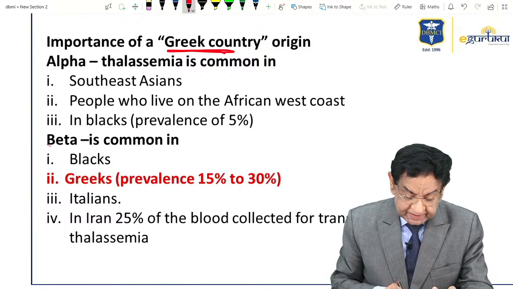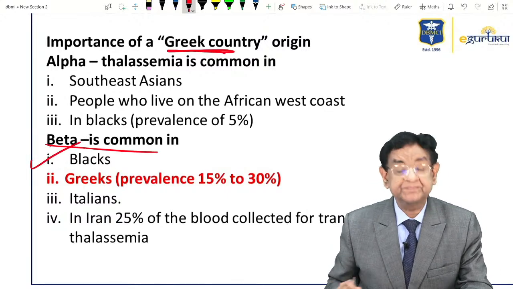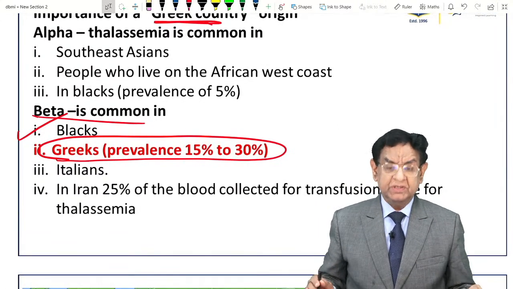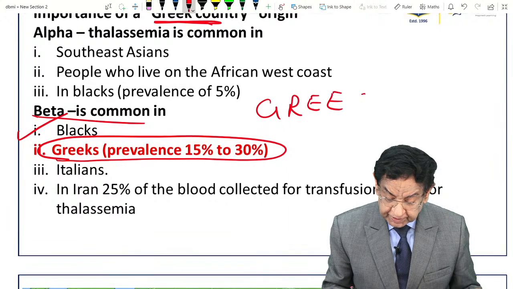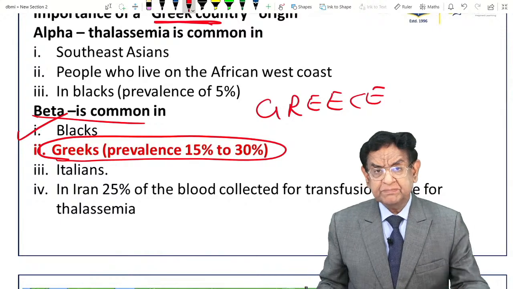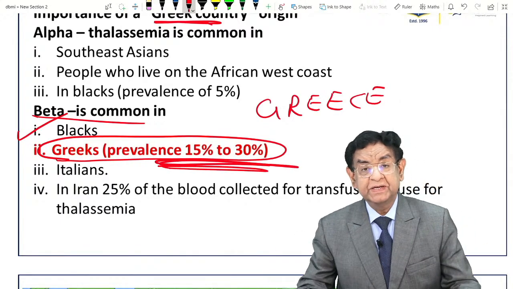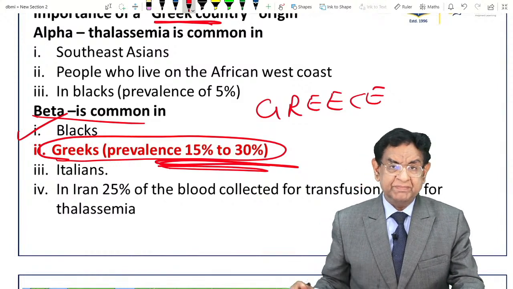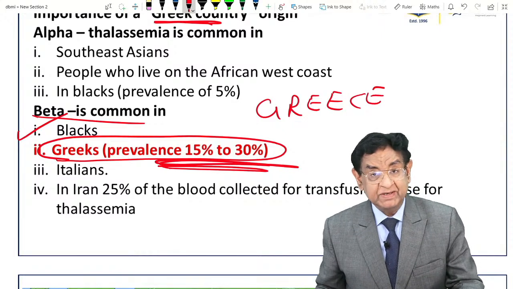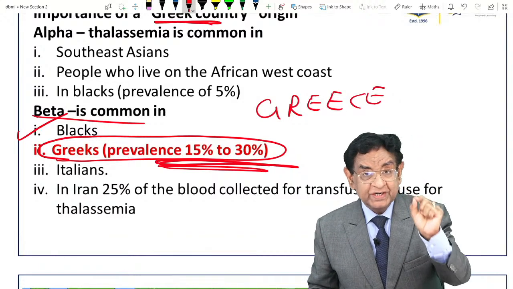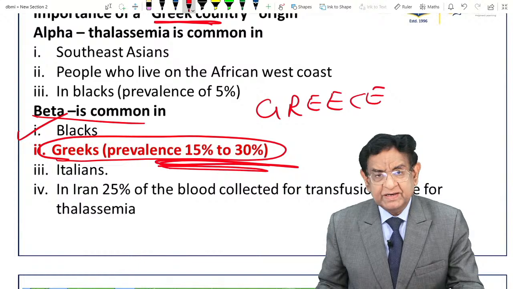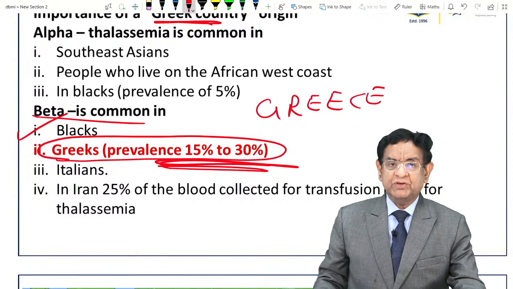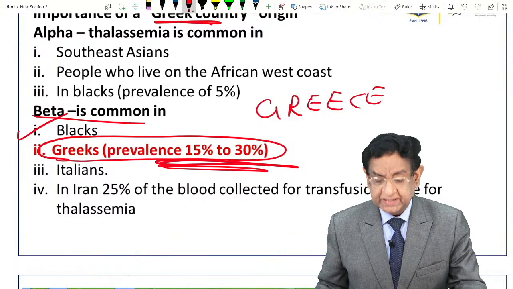Beta thalassemia, I just mentioned to you, is common in blacks. In Greece, the prevalence is about 15 to 30%. Amazing. That means if you are taking a lecture in Greece and there are 100 people sitting in the audience, around 15 to 30% may have it, a very high prevalence. So now you understood why the word Greek was important. Greek people are quite aware of the problem. That's why everybody is concerned about the disease, and that's why the question says the male and female want to know more about thalassemia.